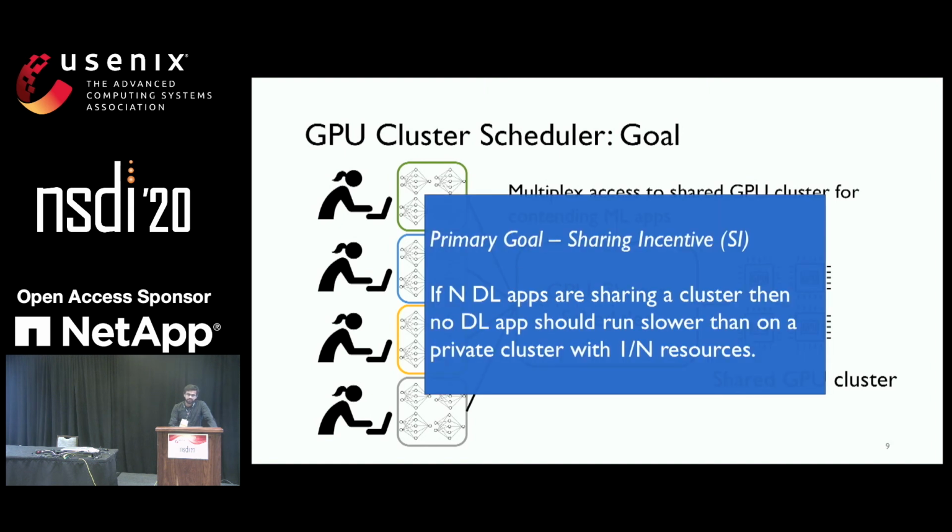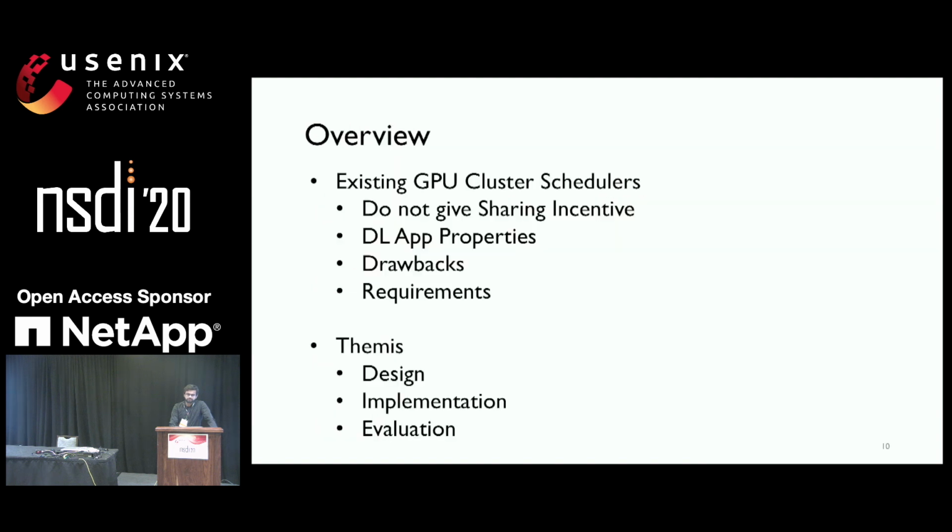This can be formalized as sharing incentive, which is defined as: if n deep learning apps are sharing a cluster, then no deep learning app should run slower than on a private cluster with 1 over n resources.